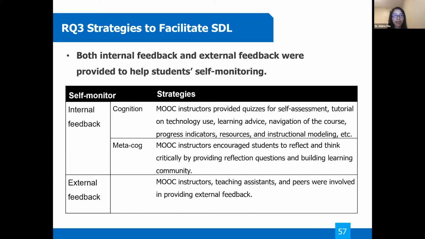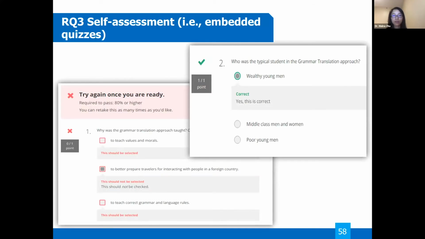The second primary element to facilitate student self-directed learning is to help them with their self-monitoring process. To help students' cognitive process, the MOOC instructors provided quizzes for self-assessment and also tutorials on technology use, like learning advice, etc. To help students' metacognitive process, they encourage students to reflect on their learning and think critically by providing reflection questions and building a learning community. And they also provided external feedback.